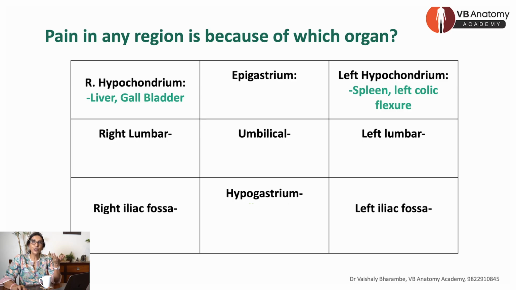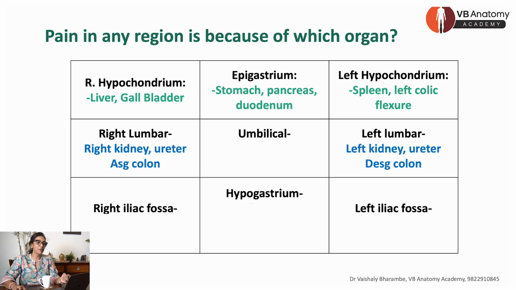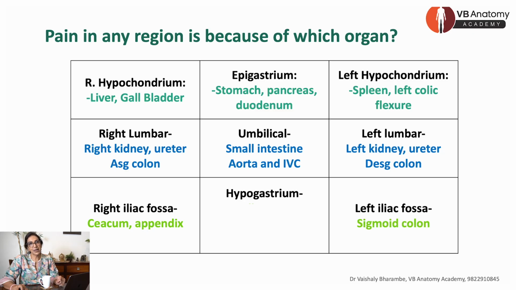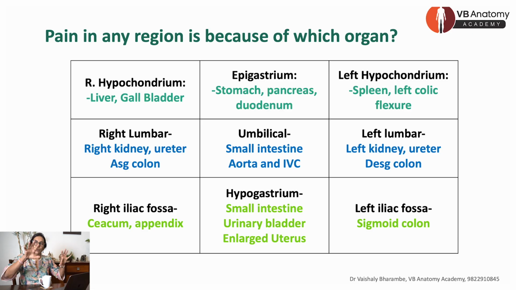Left is likely to be spleen or left colic flexure, but epigastric region pain is likely to be because of stomach, pancreas or duodenum. Right lumbar and left lumbar are because of kidney, ureter, on the right ascending colon, on the left descending colon. But umbilical is likely to be small intestine, aorta or inferior vena cava. Right iliac fossa, cecum, appendix. Left iliac fossa, sigmoid colon. But hypogastrium is likely to be because of urinary bladder, enlarged uterus or small intestine. So you are able to broadly tell what the pain is because of.